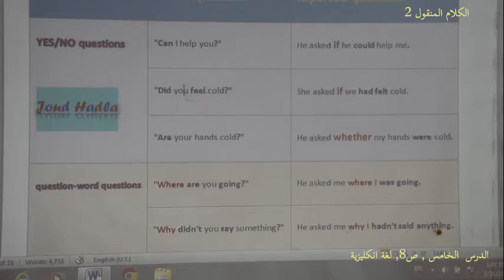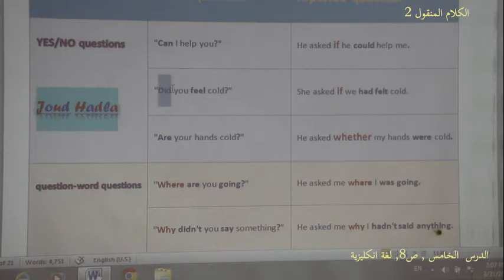Did you feel cold? Past simple. How did you know? Because we used it in past simple. So you remember now the changes of the tenses, or the back shift of tenses. So it changed the past simple to past perfect, but positive. We don't invert. Again, dear students, we don't invert because it is an indirect question. We use a full stop at the end of the sentence. So she asked if we had felt.